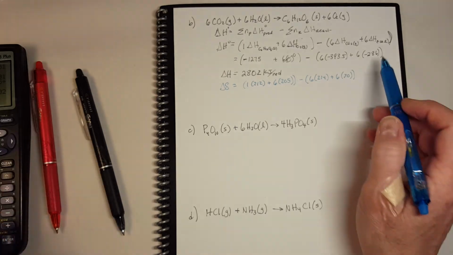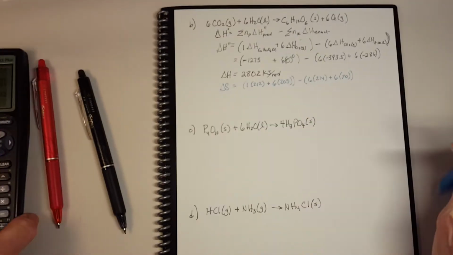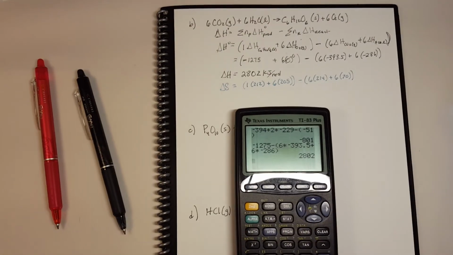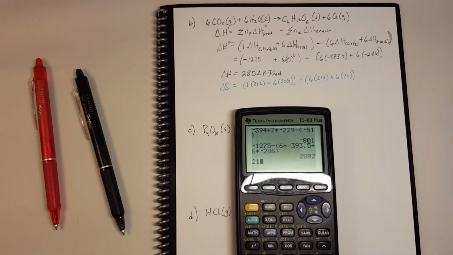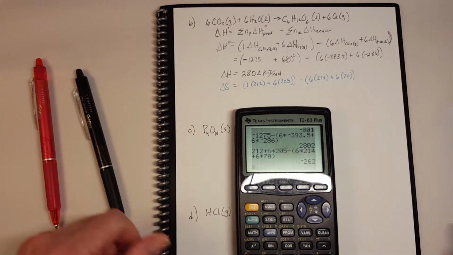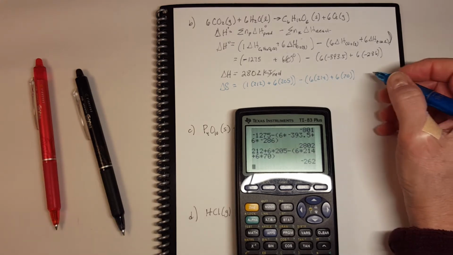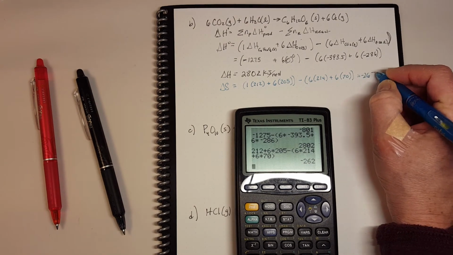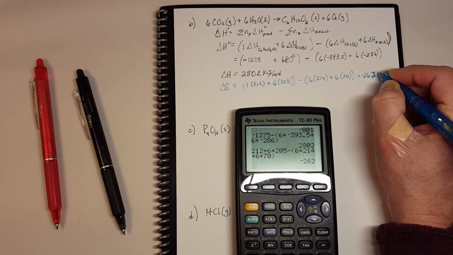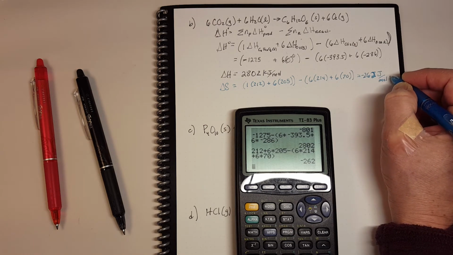Okay, so instead of writing all of these as S's, I just use the delta H as my guideline. And so I have 212 plus 6 times 205 minus, in parentheses, 6 times 214 plus 6 times 70. And we get a delta S of negative 262, and that would be in joules per mole Kelvin.